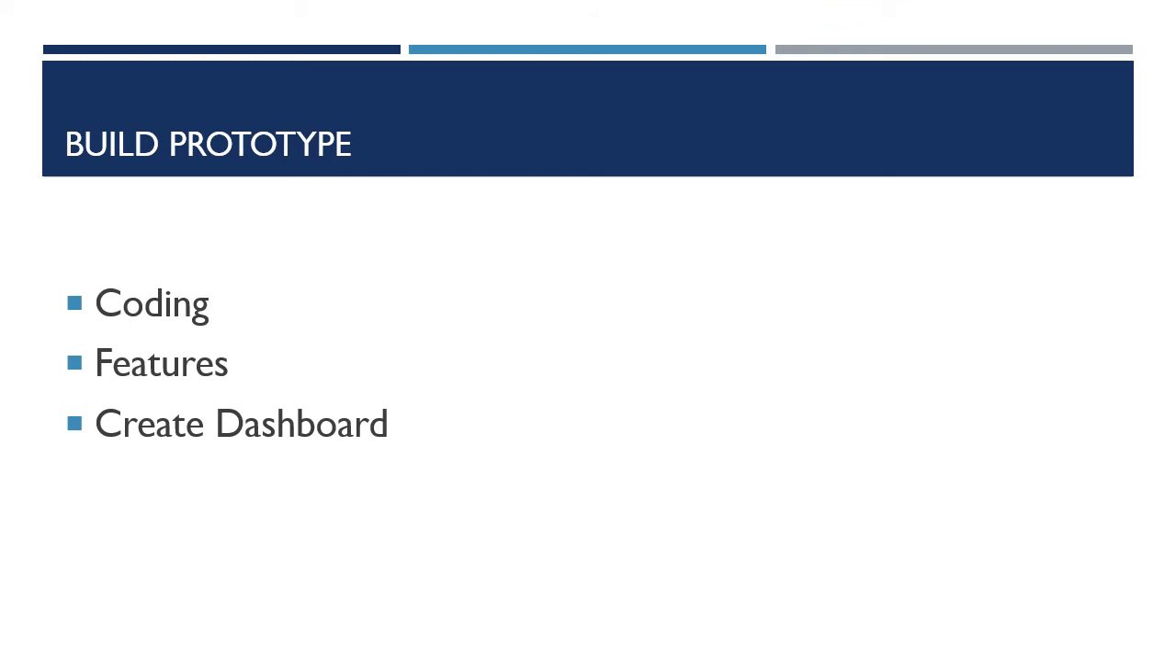Build prototype. Coding. In this phase, the programmer programs the system and follows specific coding requirements. Features. After we come up with the design and features of the system, the programmer begins developing the system. In this phase, the programmer programs the system that enables the function of an automated San Miguel Brewery Community Clinic management system. Create dashboard. We create the dashboard of the system.